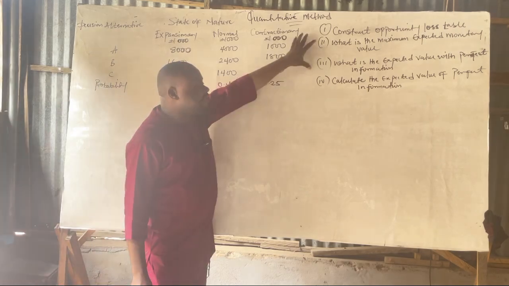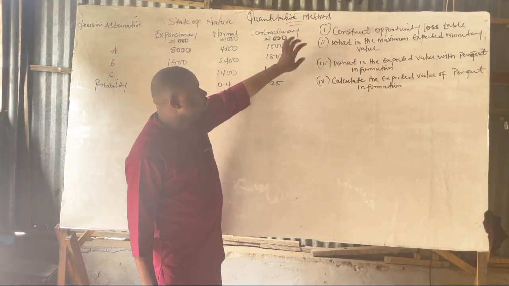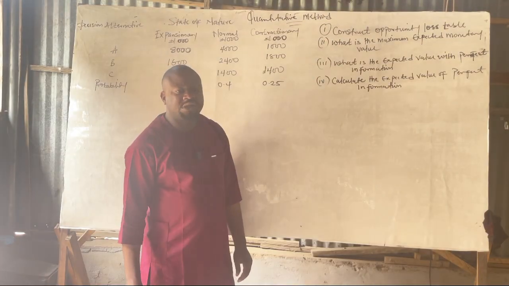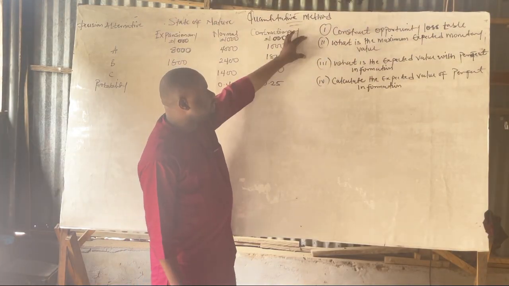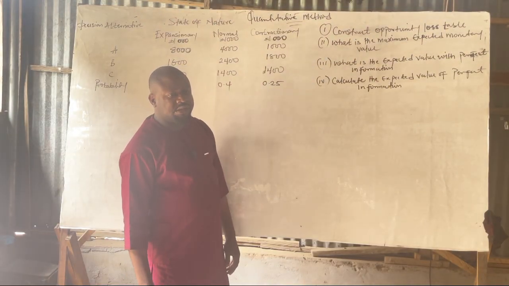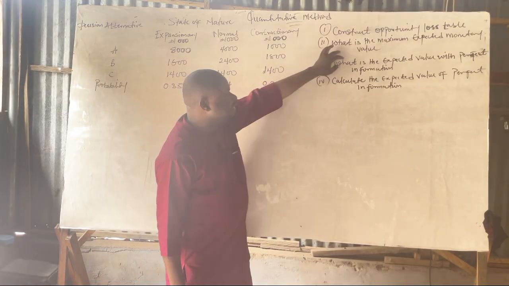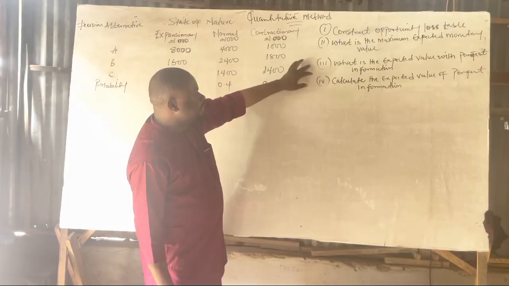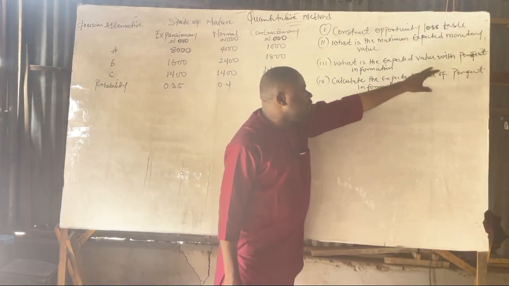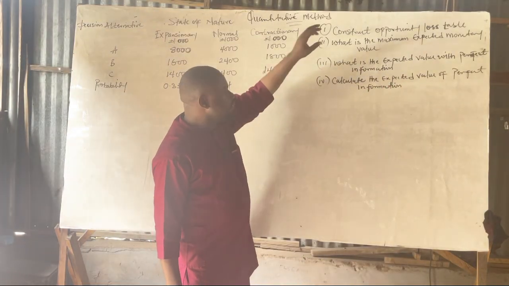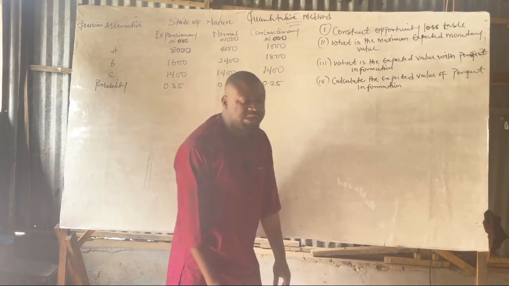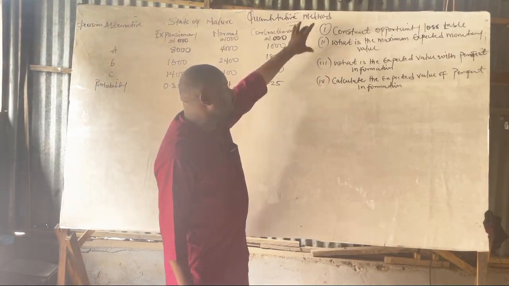Now look at what we are asked to do. Question 1 says, construct an opportunity loss table. Question 2 says, what is the maximum expected monetary value? Question 3, what is the expected value with perfect information? Question 4, calculate the expected value of perfect information.